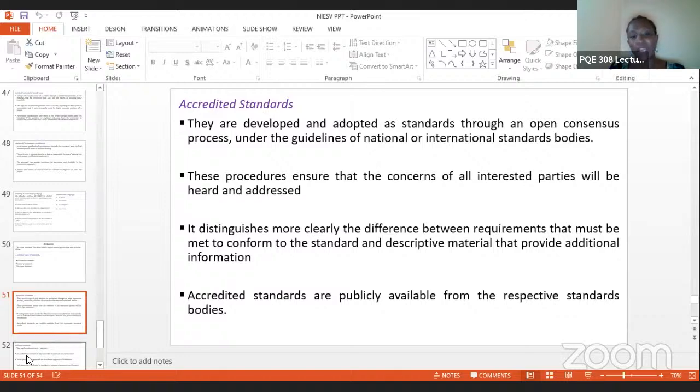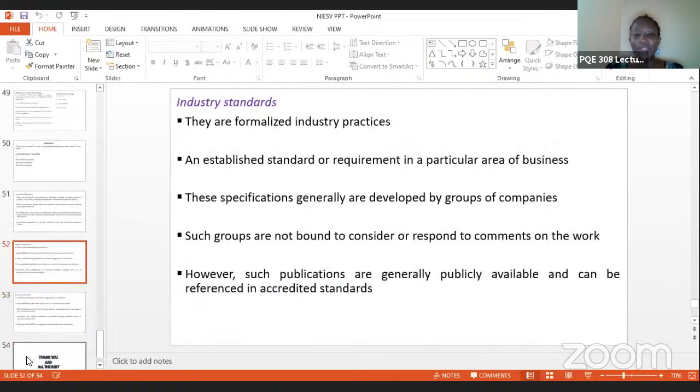Now, the second standard that we have is industry standards. Unlike accredited standards, industry standards are formalized industry practices, an established standard or requirements in a particular area of business. The difference is that accredited standards are guided by national or international bodies. But when you're talking about industry standards, it means different industries that have a common interest coming together to produce a norm that they are going to follow in the area of their business. It is not under any federal government; they came together.